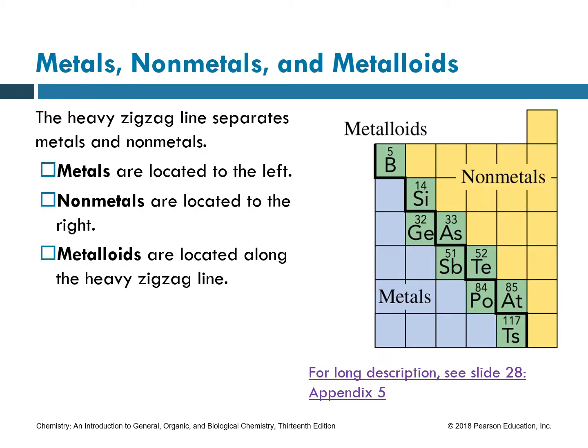Okay. Next, I also explained to you this zigzag line that you see up top in the periodic table. It is a line that separates metals and non-metals, and whatever is next to this line is regarded as a metalloid.